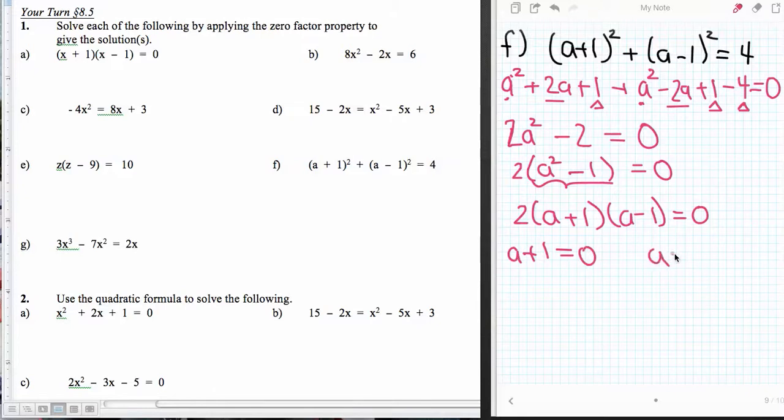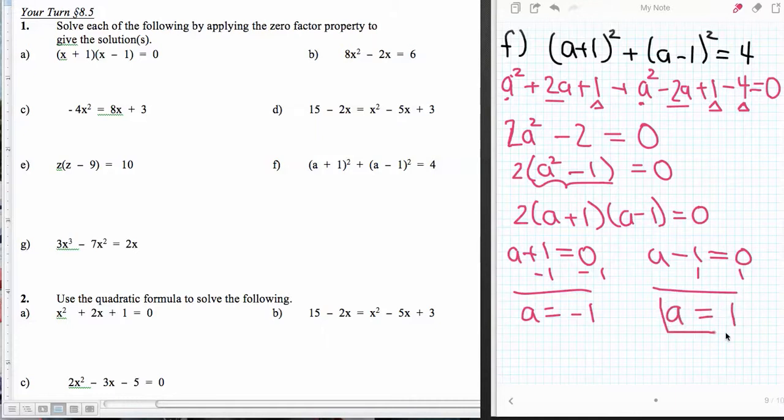So we have an a plus 1 equals 0 or an a minus 1 equals 0, so we'll subtract the negative 1 and the negative 1 here, giving me that a is equal to a negative 1, or adding the 1 and the 1 there, giving me that a is equal to a positive 1 there. So we have either of those two choices. Either or is going to be my solution.